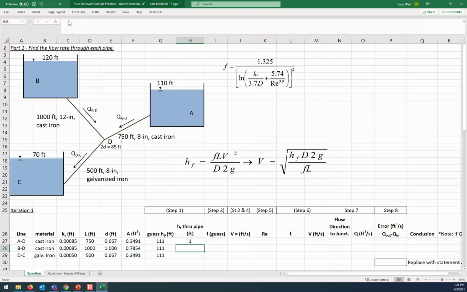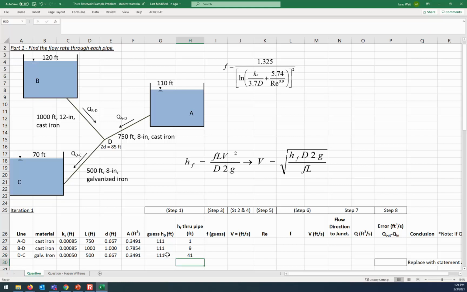All right. Now through BD, it's going to be 120 minus this guess. So there's 9 feet of head. I mean, that makes sense, right? If we know the amount of energy at D is 111, then it's 120 minus 111. And so we know that there's 111 feet of energy at D, so the loss through the pipe to get from D down to C is going to be 111 minus the elevation.